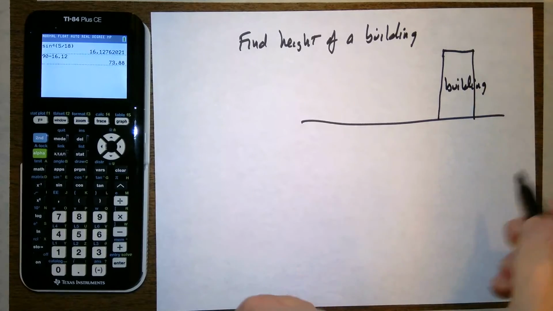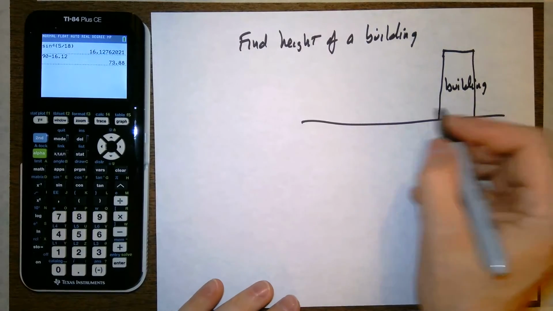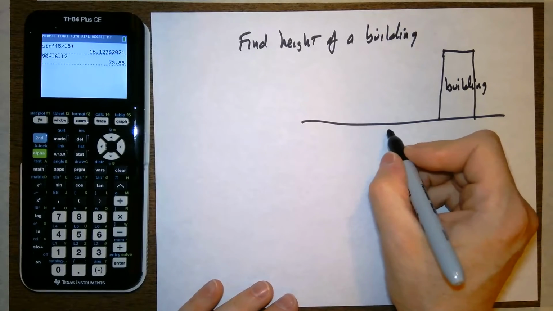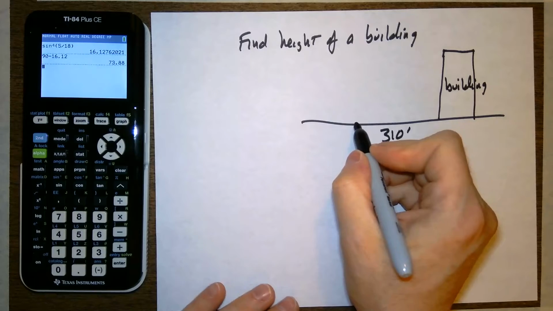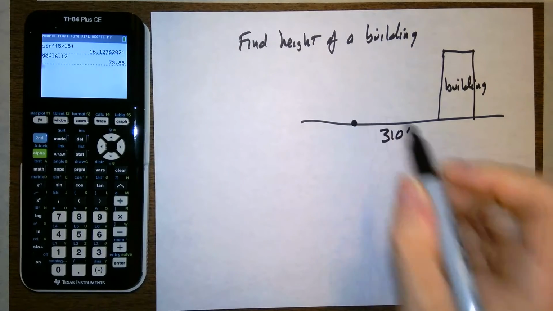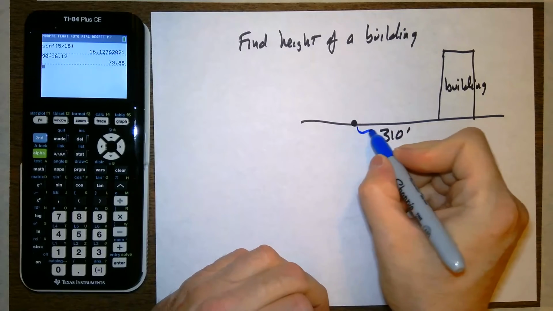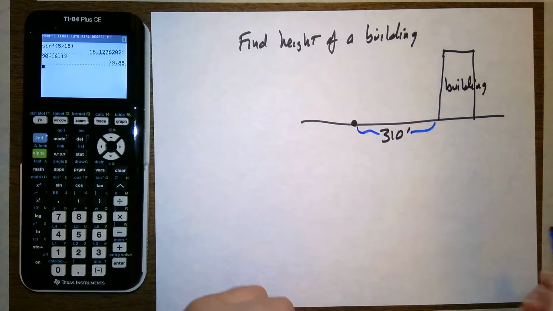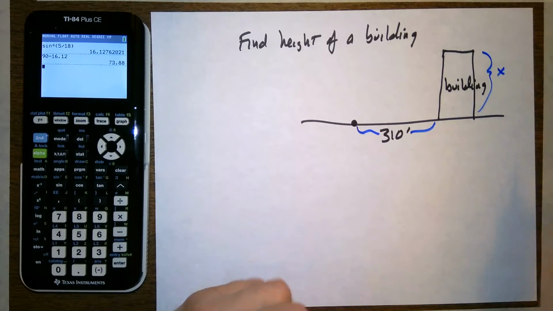And I don't know how high it is. The building height, I don't know. But I know that if I am 310 feet away, at some point 310 feet away right here, so this distance is 310 feet. The height of the building, I don't know. I'm going to call that x.